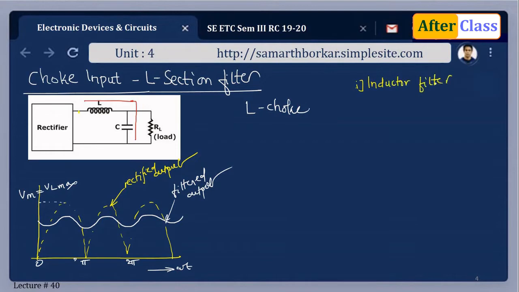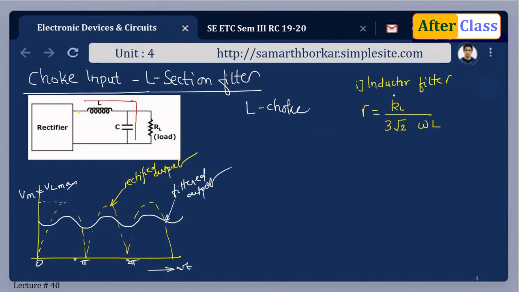In case of the inductor filter, we had arrived at the ripple factor. We had derived this equation, which was RL divided by 3 root 2 omega L. Fine. Now if I want to reduce the ripple, then I can change the value of RL or the value of the inductor, that is L, and practically we cannot change the load because it depends upon the application itself. Fine. So this RL is decided by the application.